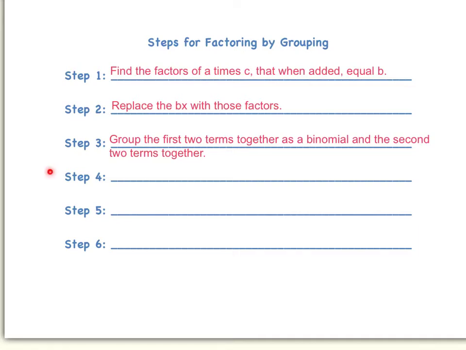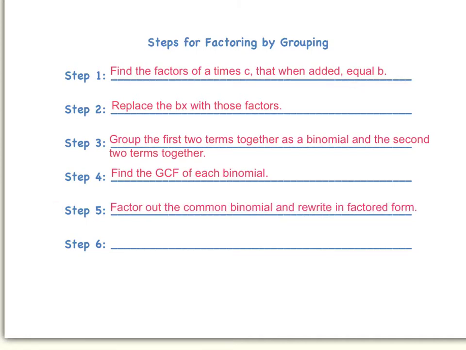Step number 4 is to find the greatest common factor of each binomial. Step number 5, you will factor out the common binomial and rewrite in factored form. Now that your quadratic equation is in factored form, you're ready for step 6, which is to set each binomial equal to 0 and solve for x. Now let's do an example.